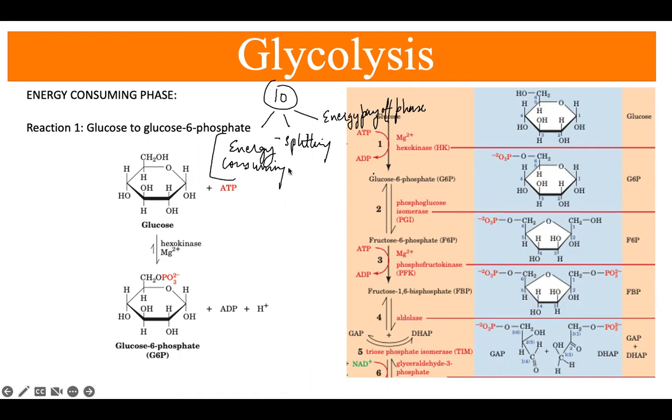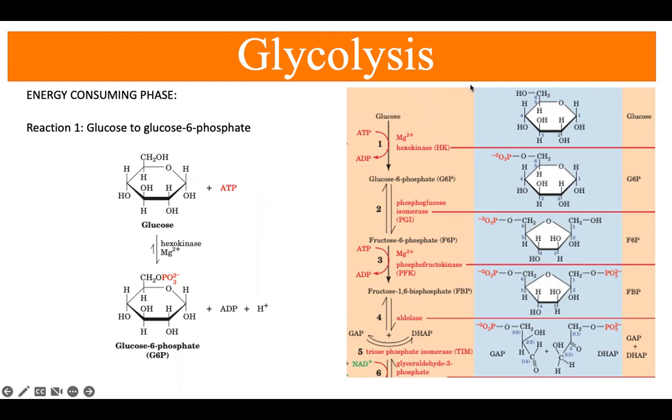So in the first phase, you have to provide some energy for the reactions to take place so that in the last phase, you can get more energy back and have a net gain of energy. So that is what exactly is happening inside the glycolytic process. Now let's see all the reactions one by one. First, we will talk about the energy consuming phase.